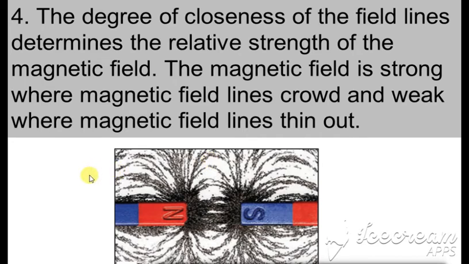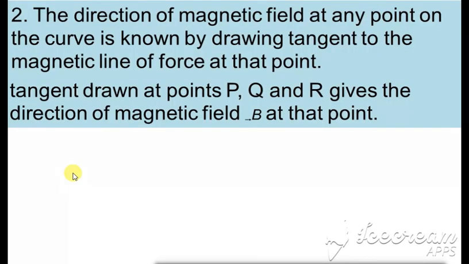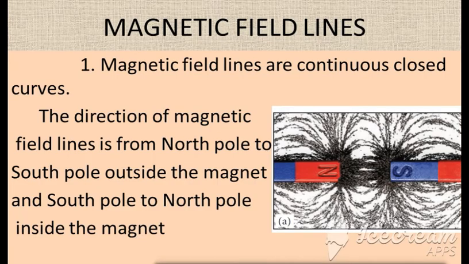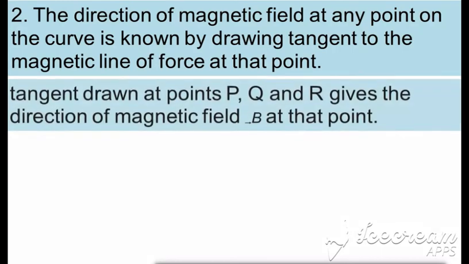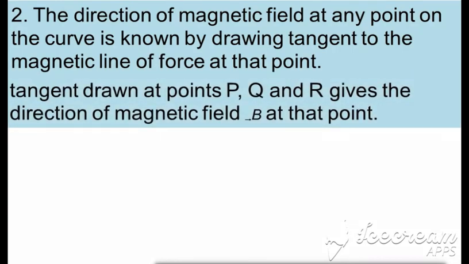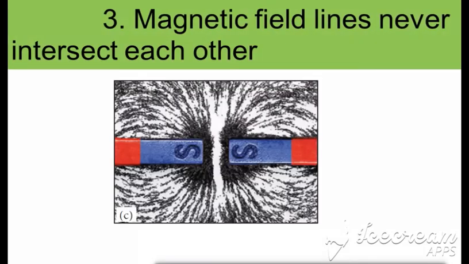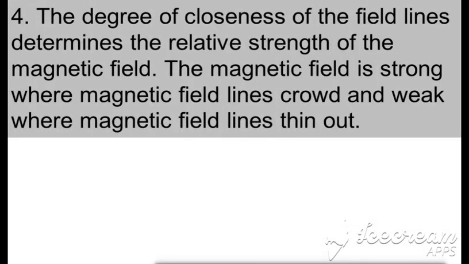The first property we have seen here is that the magnetic field lines are continuous closed curves. Then the second one is the direction of the magnetic field is given by the tangent. Then the third one is they never intersect each other. Then the fourth one is the degree of closeness, which determines the relative strength. Okay, so these are all the general properties of the magnetic field lines.